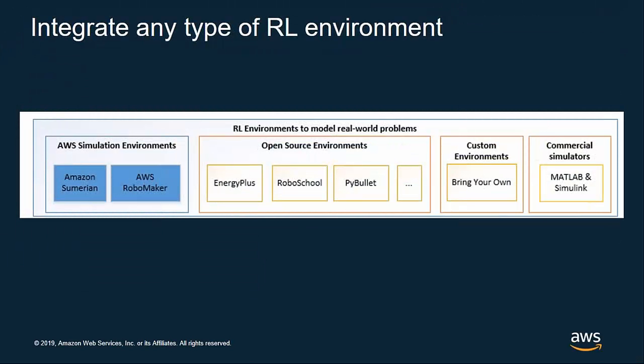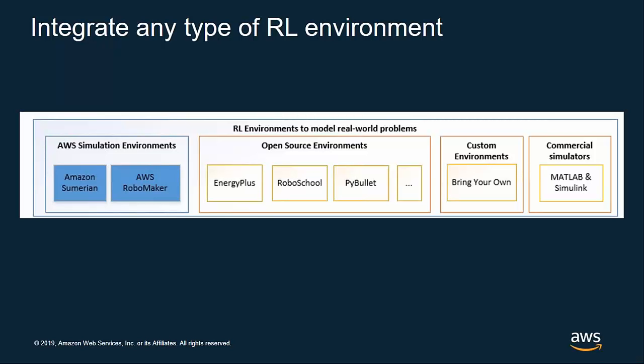And we enable you to connect to various RL environments because the interface for SageMaker RL for connecting to environments is through the OpenAI Gym interface. And using that, you can connect to AWS simulation environments, namely AWS RoboMaker, which was a new service that we launched at re:Invent 2018, as well as Amazon Sumerian. You can connect to open source environments such as EnergyPlus for HVAC applications and RoboSchool for robotics applications or any other open source environment that you may wish to use.